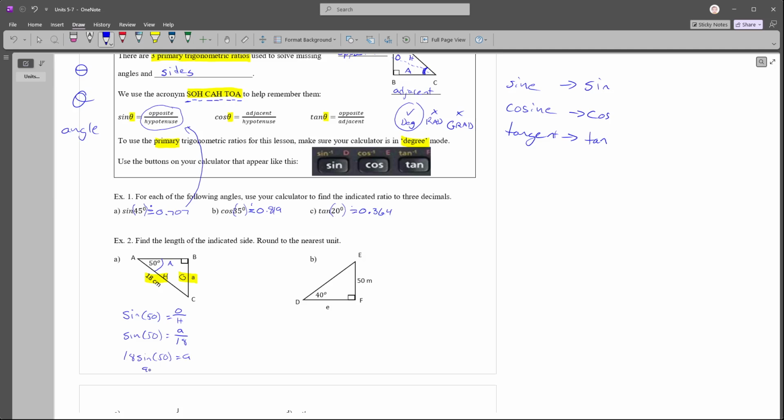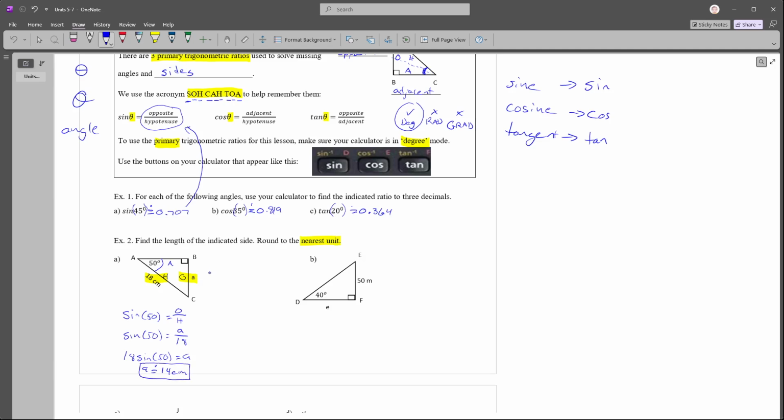And when this is all said and done, A is going to be approximately equal to, now it says to the nearest unit. So that's the nearest whole number. Okay, so it's not no decimal places. So it's just going to be A is equal to approximately 14. We see it's centimeters here. And that's our answer. So A would be 14.